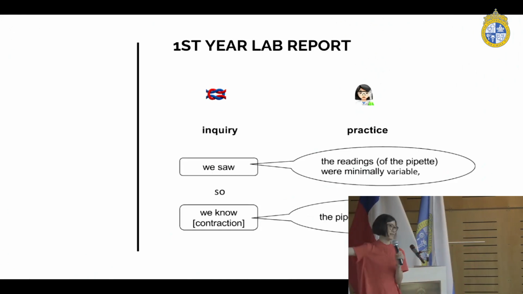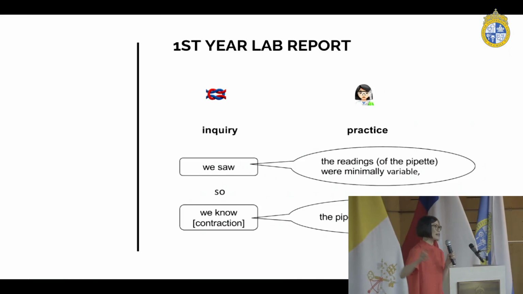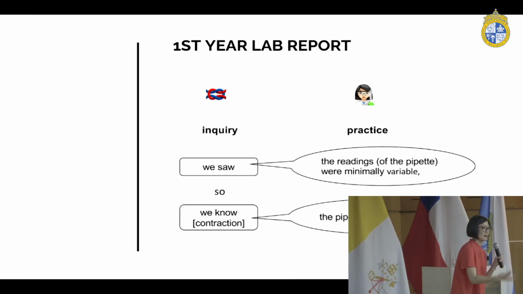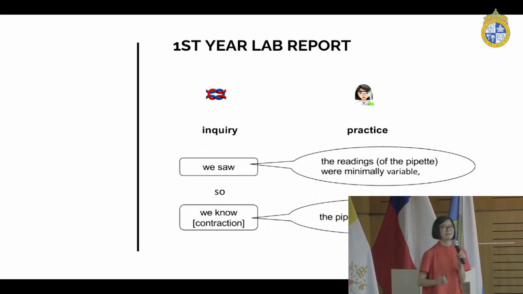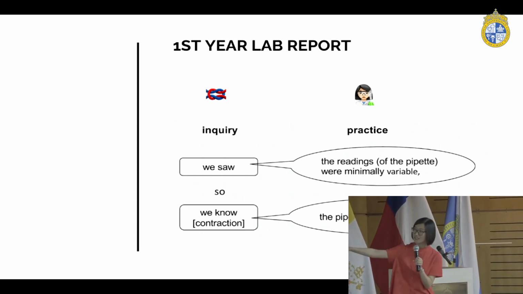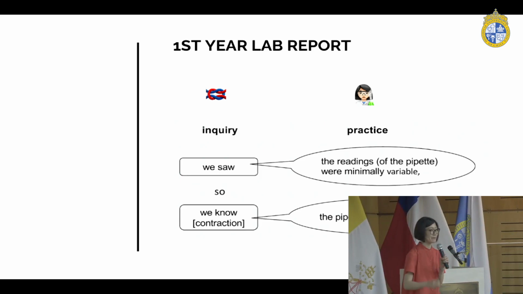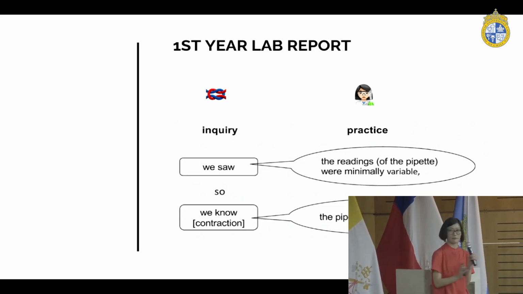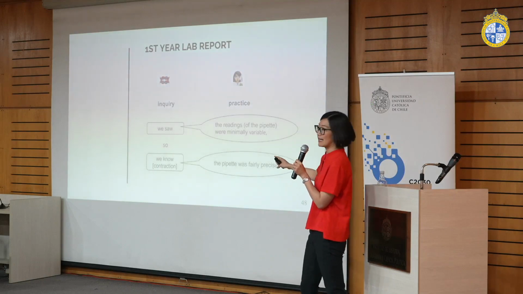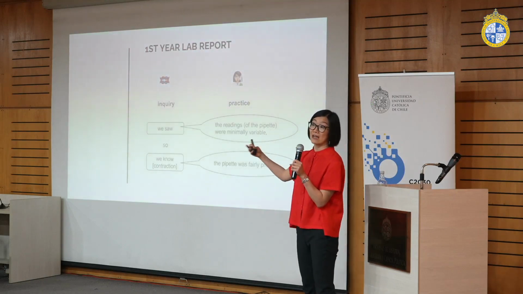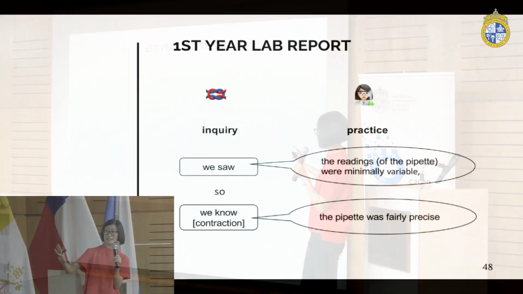Students, this particular experiment aims to practice how to do experiment in the lab, how to use the pipette and how to calibrate it, right? Now, we have this practice, right? And we have the inquiry, basically connecting what they did in the experiment, right? We saw the readings of the pipette were minimally variable, so we know, right? Now, this is my unpacked text, right, to review the sequence.